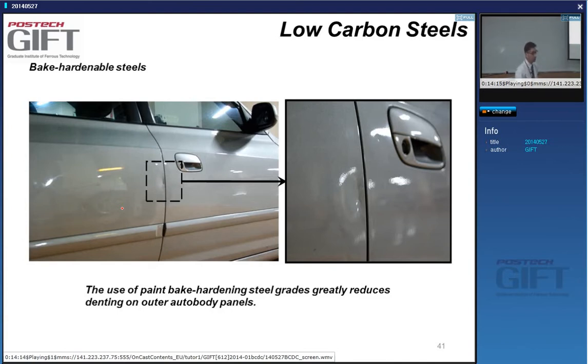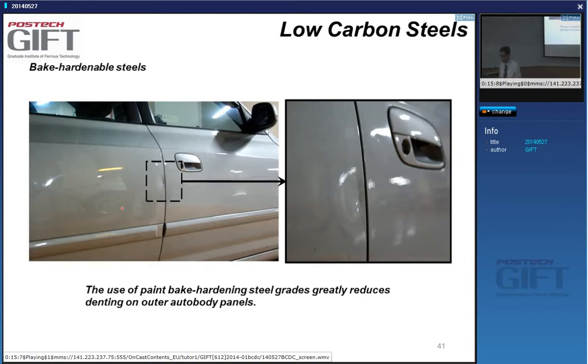So what happens is that if you hit, for instance, a car body with something hard, it will leave a dent. Now in Korea, people seem to be very insensitive about dents. But in North America and Europe, people can be very upset about these things. So don't ever dent a car in America or Europe. You're going to be in trouble. But in Korea, people seem to be much less sensitive. But anyway, these steels are particularly sensitive to this because they're so soft.